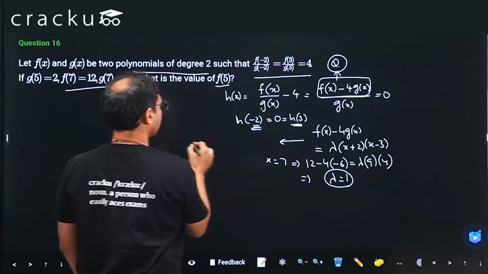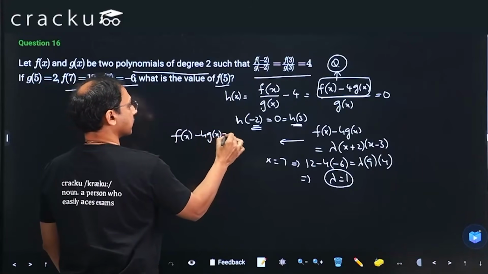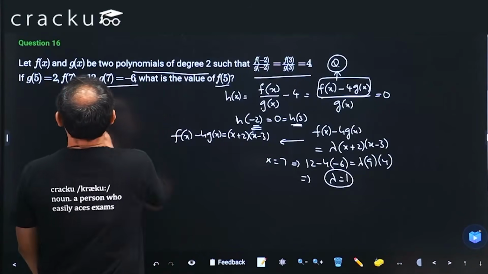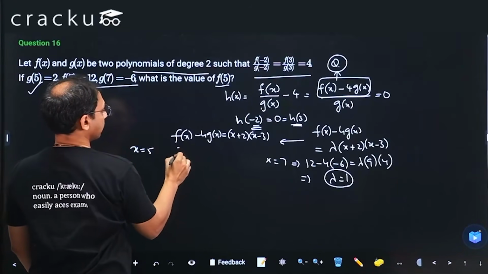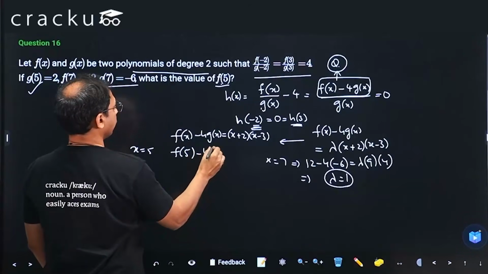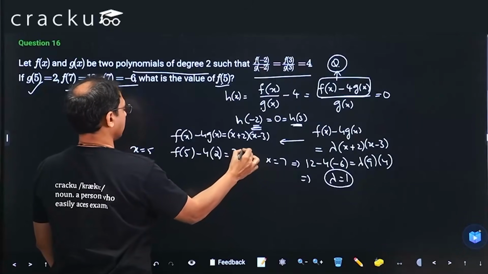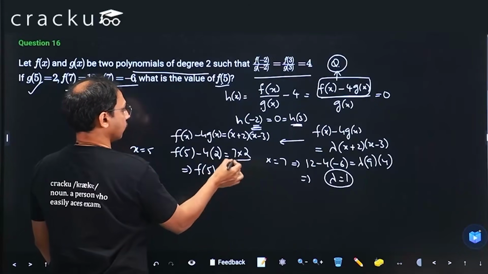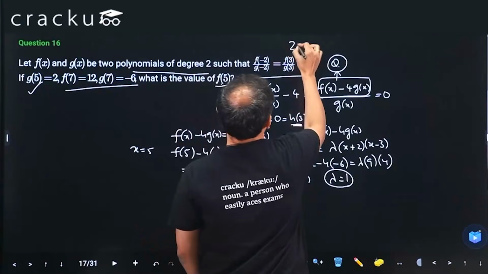So from here we get f of x minus 4g of x is x plus 2 into x minus 3. Now substitute x is equal to 5. When I put x is equal to 5, f of 5, which is what we need, minus 4 into g of 5, which is 2. 5 plus 2 is 7, is 2. So f of 5 is 14 plus 8, 22. That's the answer.